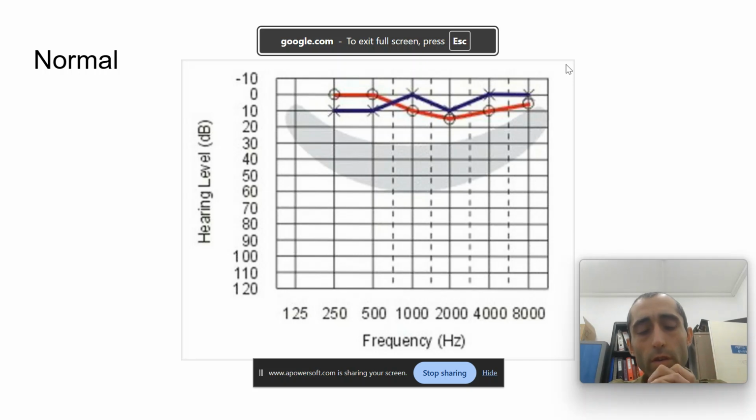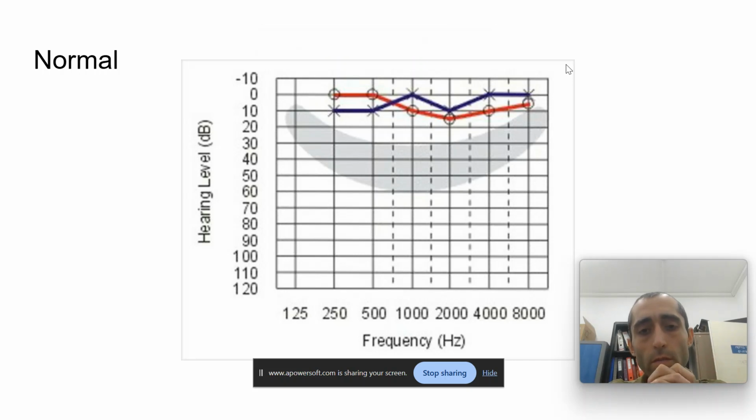We see here two ears: in red, the right ear, and in blue with an X, the left ear. We see that there are decibels, and there is a point when the patient just said that he heard the sound at that decibel. As we go down, it means that the patient needs more decibels in order to hear. Usually it is normal until 20 decibels.